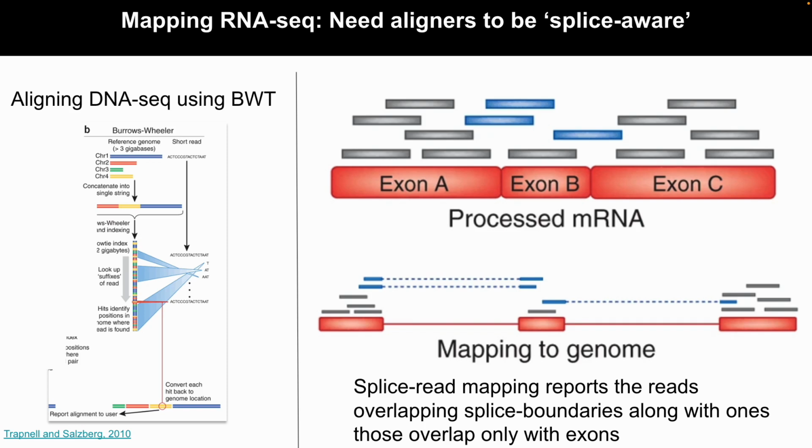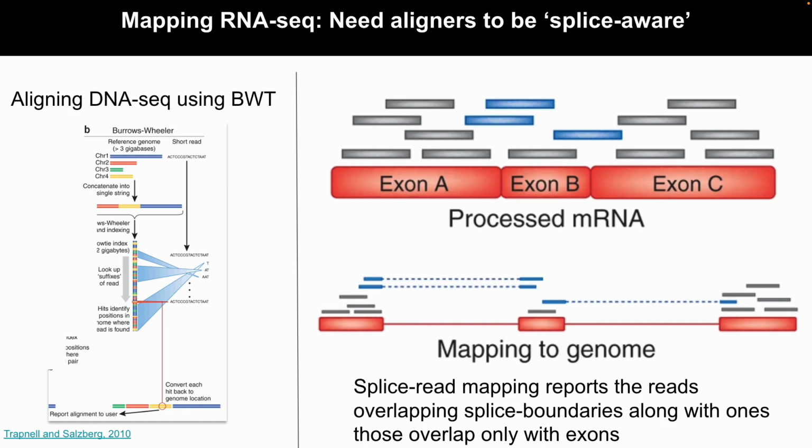In DNA, everything was continuous, whereas in RNA, I need to be splice aware. I need to be aware that splicing can happen. Exon A can join to exon B, but exon A can also join to exon C. Plus, there are gaps in between, which are introns. So this aligner is going to have a very uphill journey.